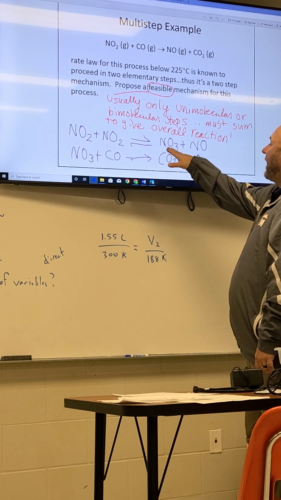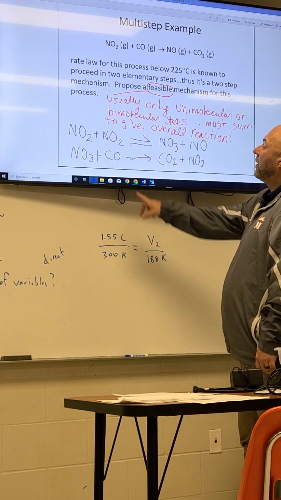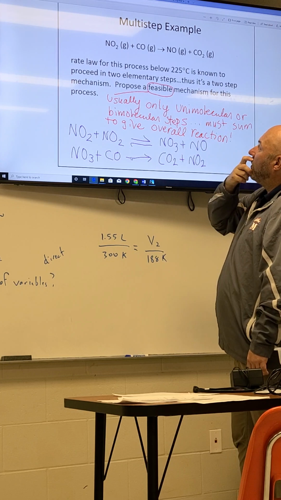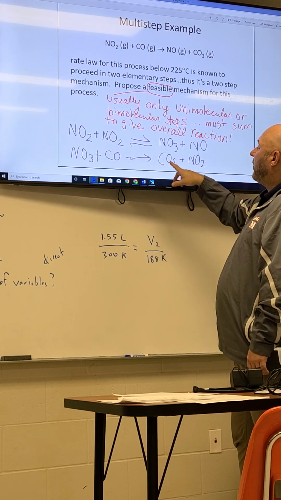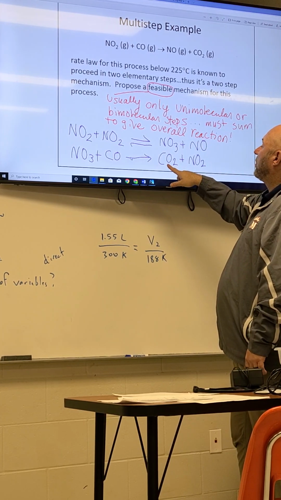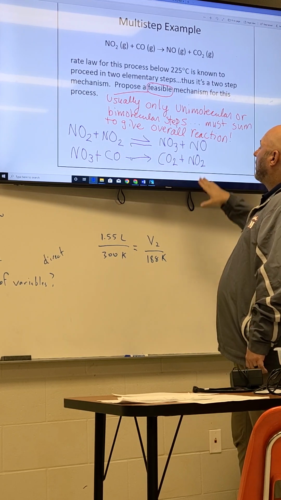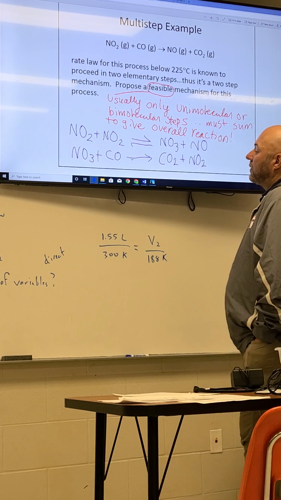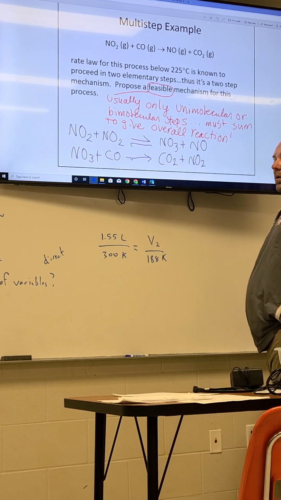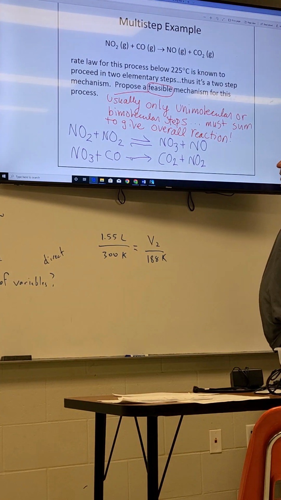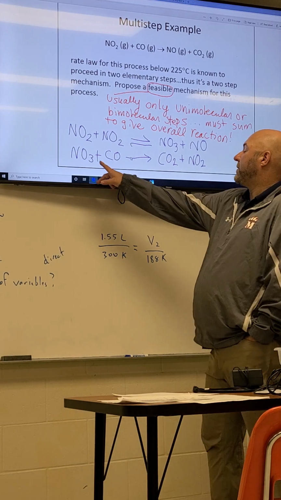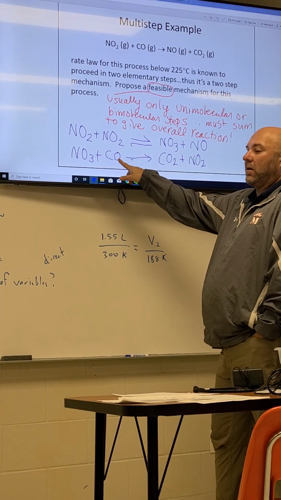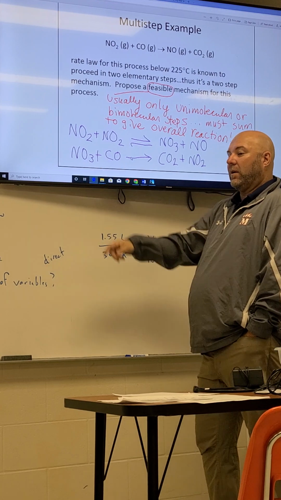So I could react that NO3 with CO, and we could produce our CO2, and then we could actually spit out one of our original NO2s. Why would we only have NO2? Right, so if we give one of these oxygens to CO, we still have NO2 left.